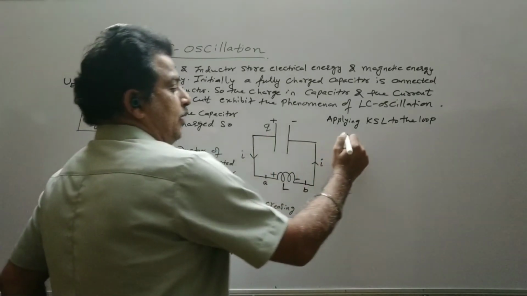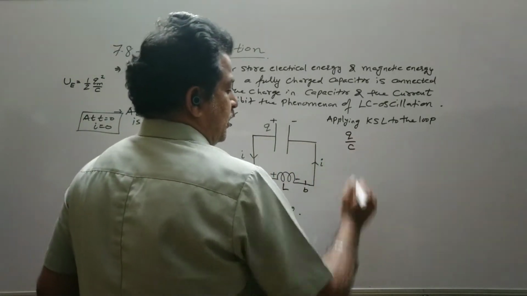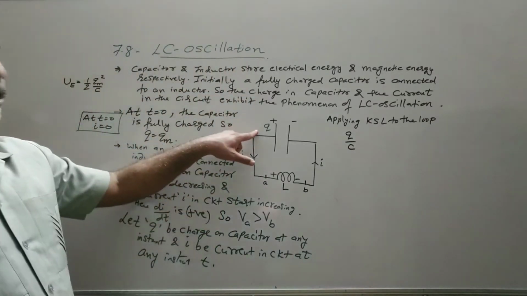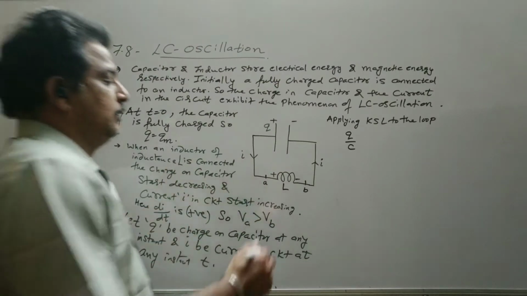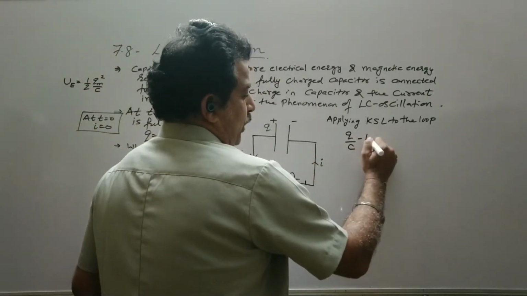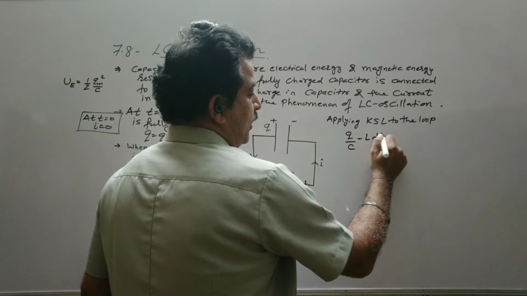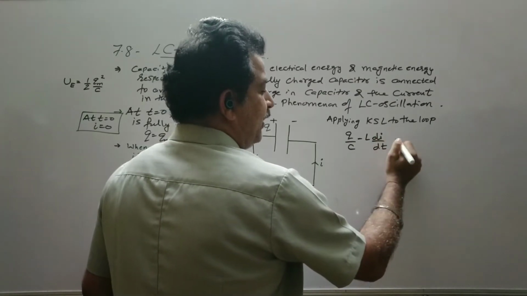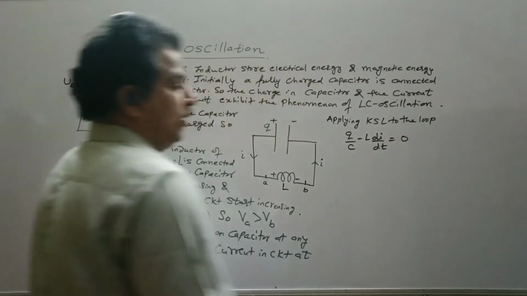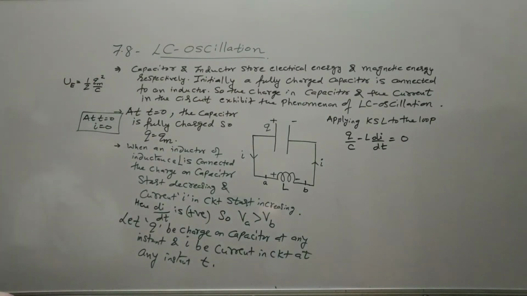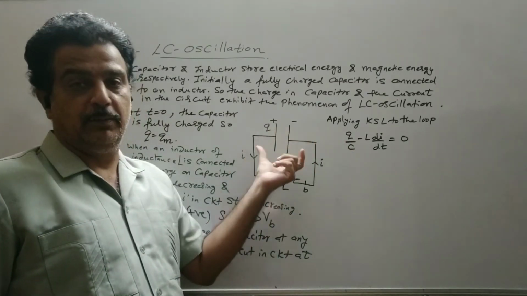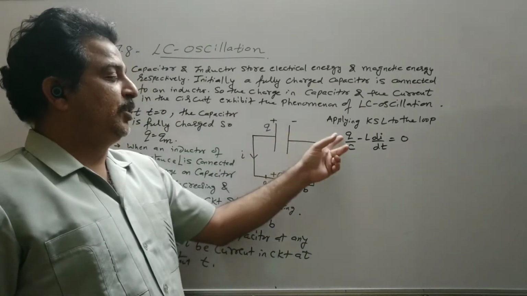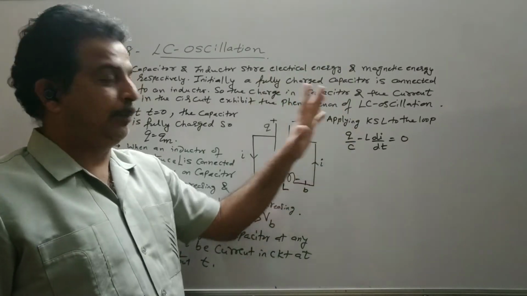So here the voltage across the capacitor is Q by C, which was maximum initially, and this potential difference across the inductor, that is minus L di by dt, is decreasing. So we take a minus L di by dt. Initially the potential difference across the capacitor was maximum. When the inductor is connected, its potential starts decreasing. So we have subtracted the sign.